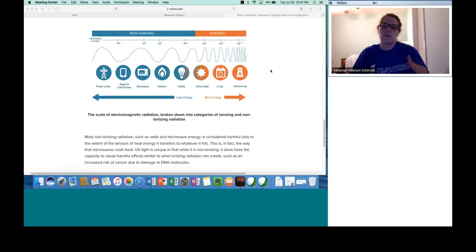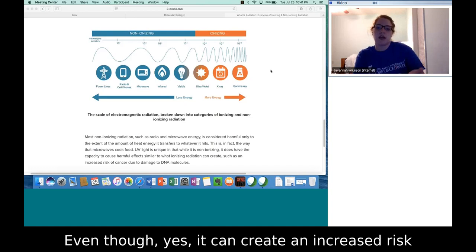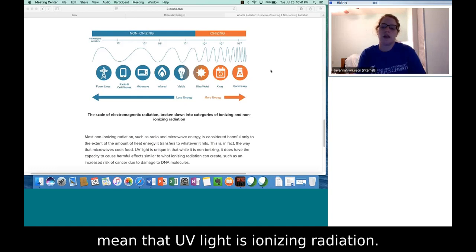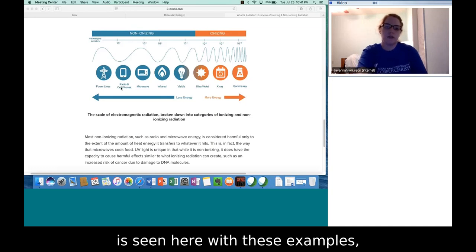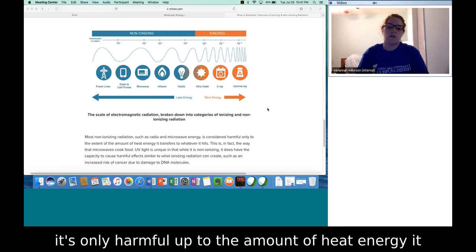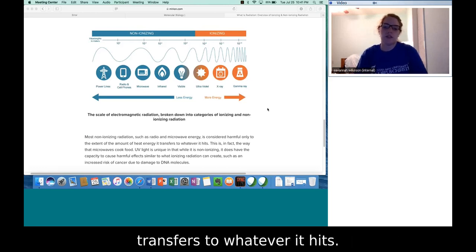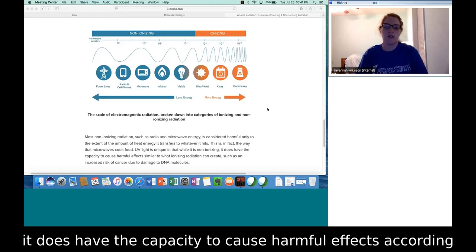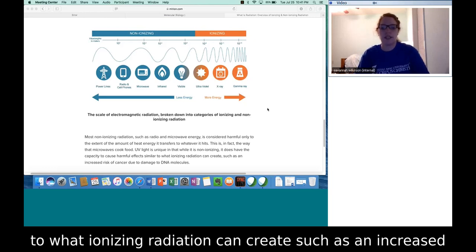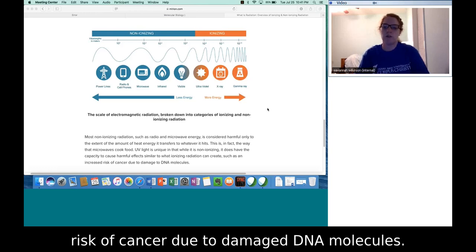And even though it can create an increased risk of cancer, that doesn't necessarily mean that UV light is ionizing radiation. So most non-ionizing radiation, which is seen here with these examples, is only harmful up to the amount of heat energy it transfers to whatever it hits. So UV light is quite unique in that while it is non-ionizing, it does have the capacity to cause harmful effects similar to what ionizing radiation can create, such as an increased risk of cancer due to damaged DNA molecules.